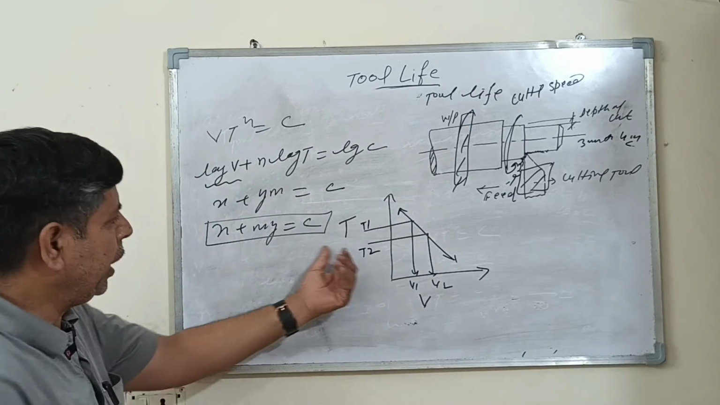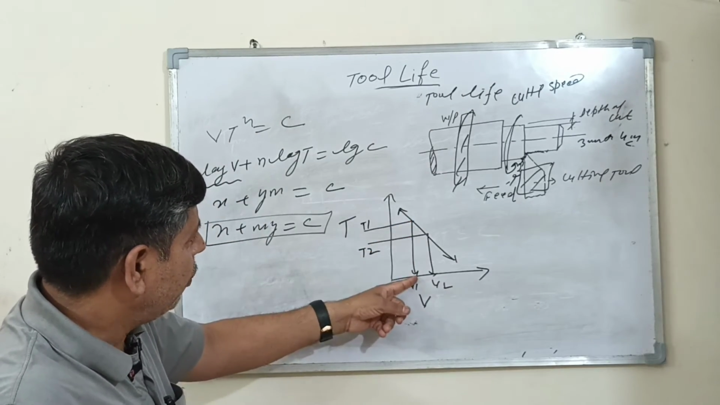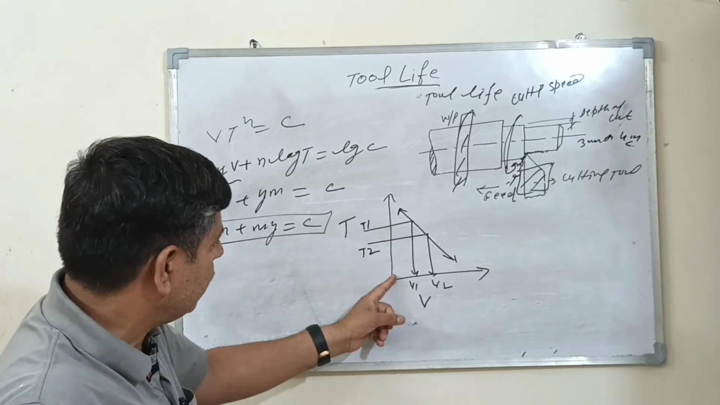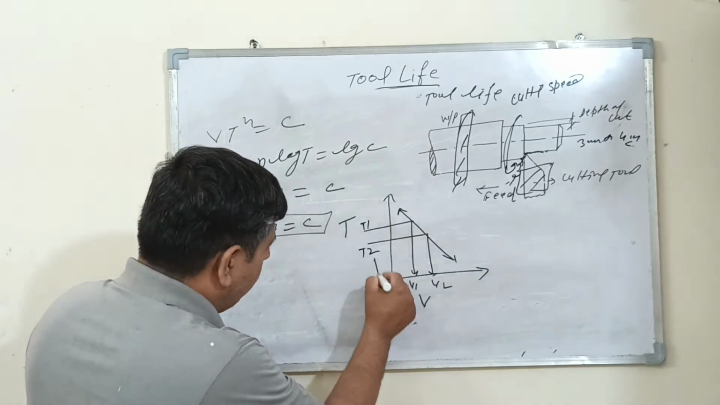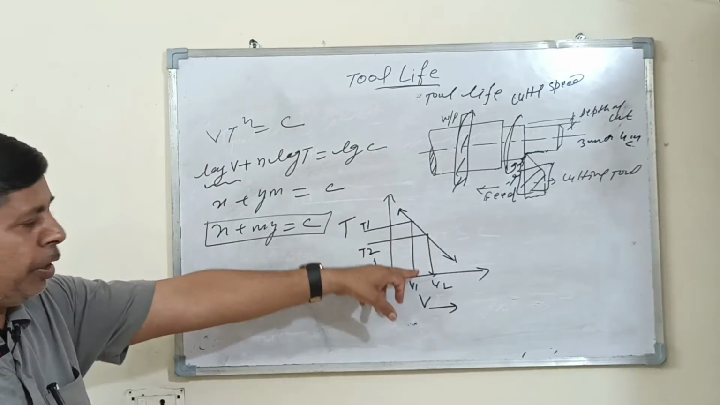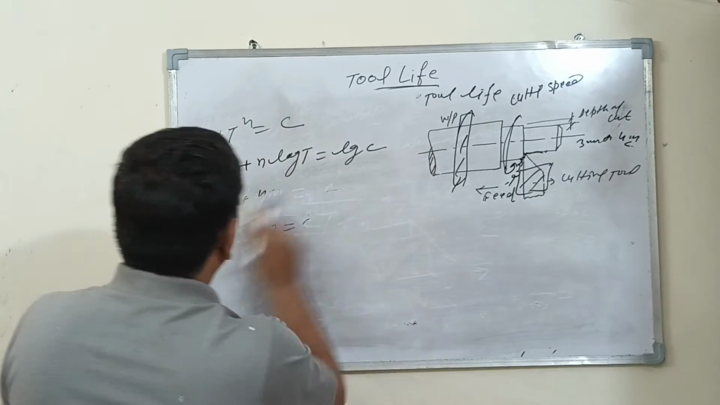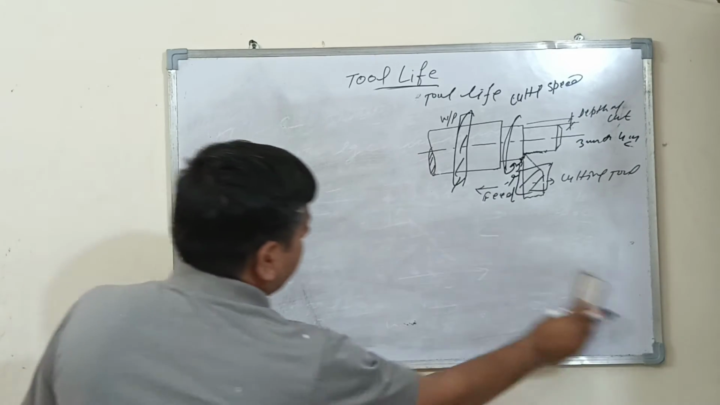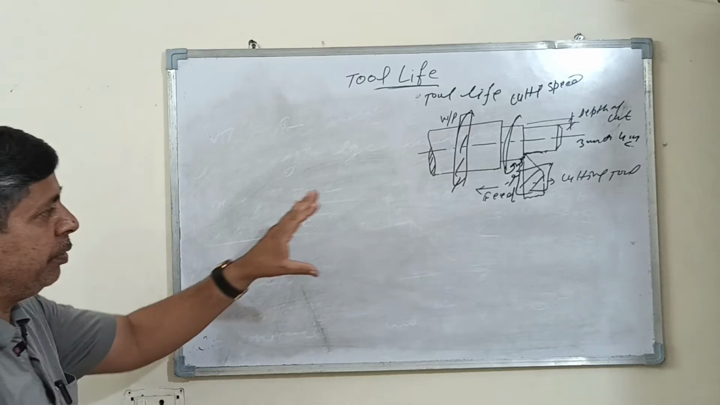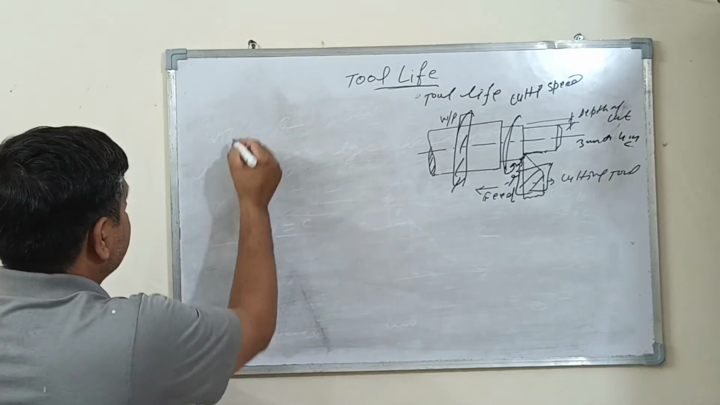V1, V2, T1 and T2. It means that when the velocity is increased, tool life is decreased. When tool life is decreased, velocity is increased. This is a straight line. The value of n, what is the value of n?